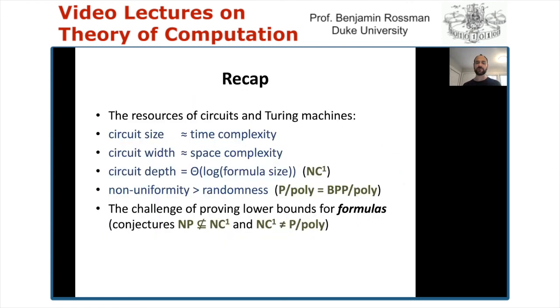Before giving the references, just to recap what we showed in this last part, we discussed the different resources of circuits and Turing machines. We saw this connection between circuit size and time complexity. We mentioned that circuit width corresponds to space complexity. And this notion of circuit depth we showed is within a constant factor of log of formula size. And this gives the definition of the class NC1. We also showed that non-uniformity is a more powerful resource than randomness. So in a non-uniform setting, every randomized algorithm can be made deterministic.